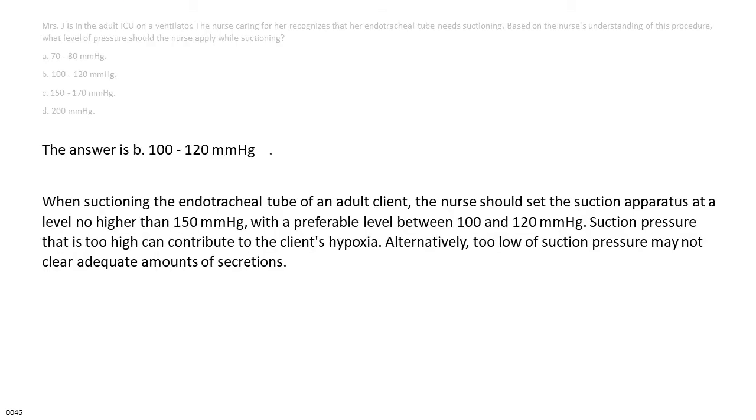The answer is B. 100 to 120 millimeters of mercury. When suctioning the endotracheal tube of an adult client, the nurse should set the suction apparatus at a level no higher than 150 millimeters of mercury, with a preferable level between 100 and 120 millimeters of mercury. Suction pressure that is too high can contribute to the client's hypoxia. Alternatively, too low of suction pressure may not clear adequate amounts of secretions.